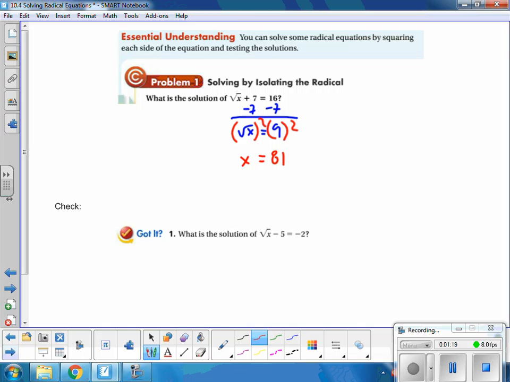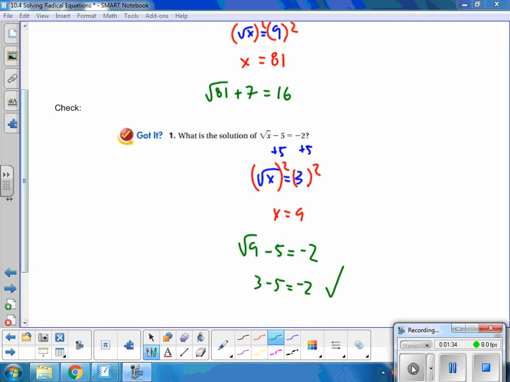And that is true. If I even try it out, the square root of 81 plus 7 is 16, and that is true. Press pause and try it out on the Got It. I found out that x equals 9 in this situation, and when I try it out, it is true. 3 minus 5 is -2, so that is true.